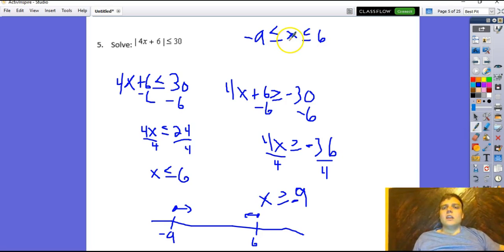So notice here, if you only look at this one half at a time, you get x is greater than or equal to negative 9. That's what I have here. X is less than or equal to 6. That's what I have here. I just saw that I can make it one big statement, and that's what it will look like on the test.